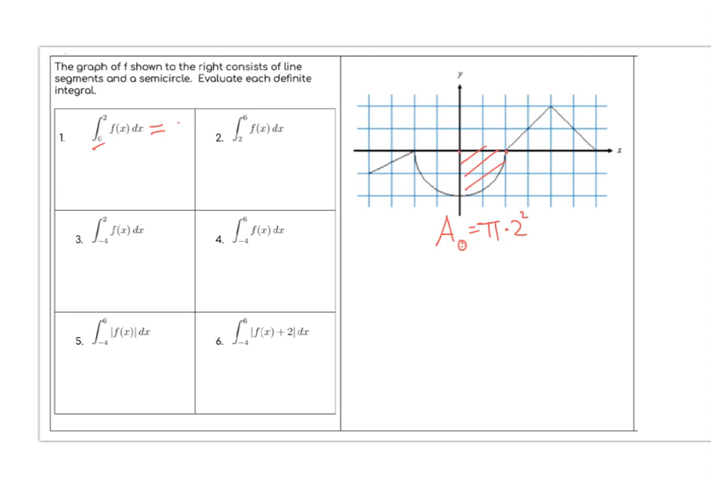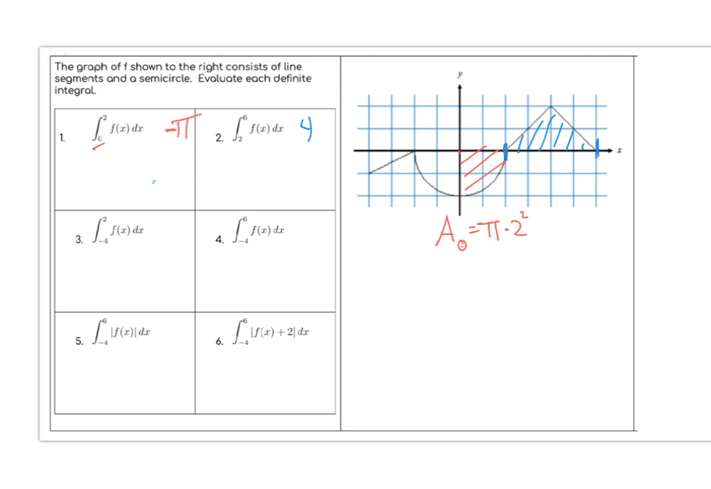Only one thing is tricky. This is below the x-axis. So this has got to be negative pi. I'm going to erase my equals just so that that is very clearly negative pi. All right, going from 2 to 6. So here's 2, here's 6. This is this area. Triangle, we've got a width of 4, height of 2. That has an area of 4.